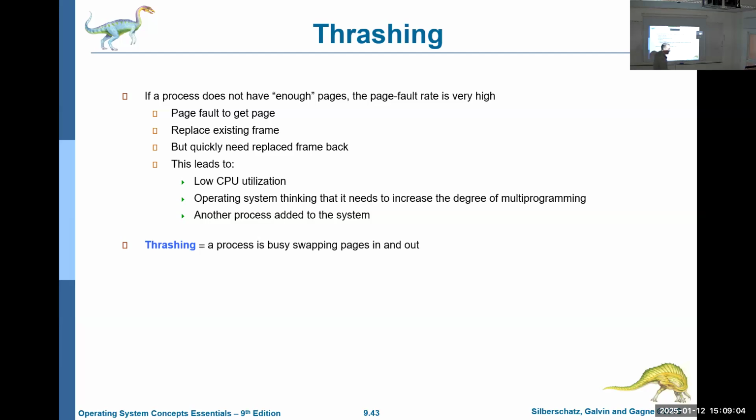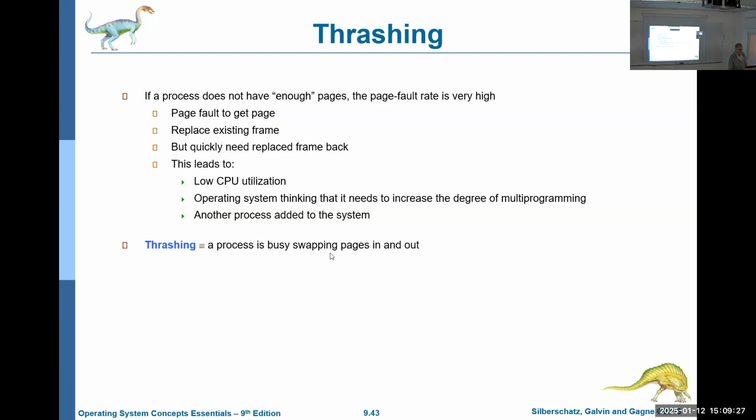So if our indicator for when to increase multiprogramming was how busy the CPU was, then we're going to get a false alert here. We're going to think that the CPU is available, and it is available, but there's another reason why we can't get anything done, because the disk is constantly running.